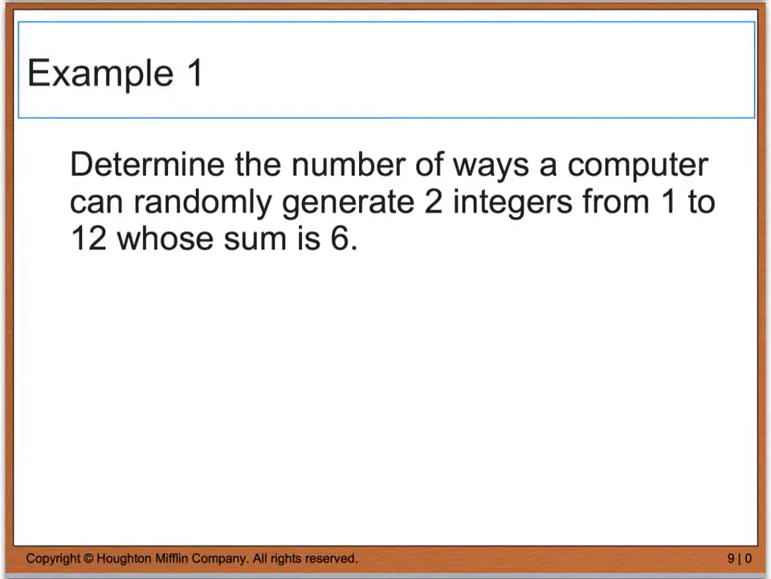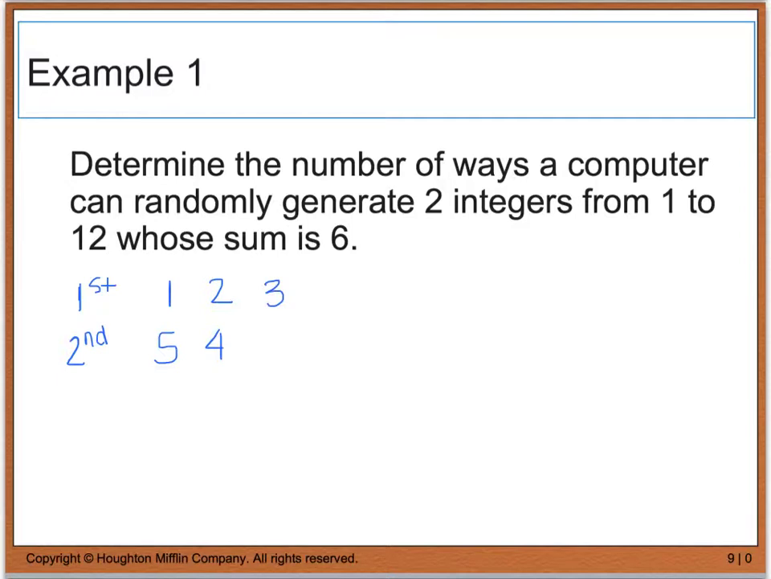number of ways a computer can randomly generate two integers from 1 to 12 whose sum is 6. Let's go ahead and list them out. The first row is going to be the first number that's drawn. The second row is going to represent the second number that was drawn. Now, if I draw a number 1, that means my second draw is going to be a 5. If the computer draws a number 2 to get a sum of 6, that would mean that we'd have to draw a 4 for the second number.